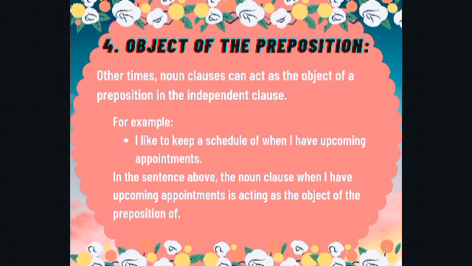Okay, fourth, object of the preposition. Other times, a noun clause can act as the object of a preposition in the independent clause. Okay, for the example: I like to keep a schedule of when I have upcoming appointments. In the sentence above, the noun clause "when I have upcoming appointments" is acting as the object of the preposition "of."